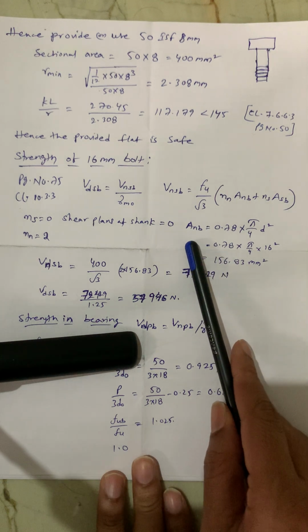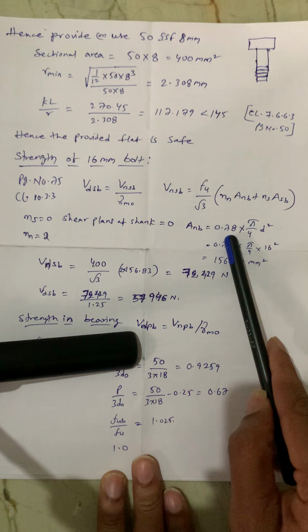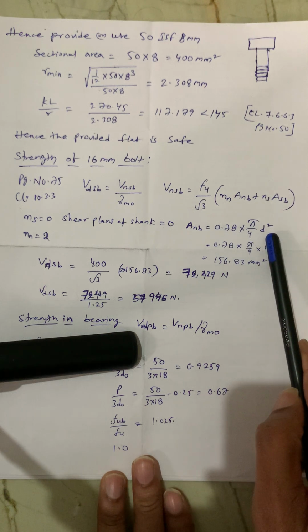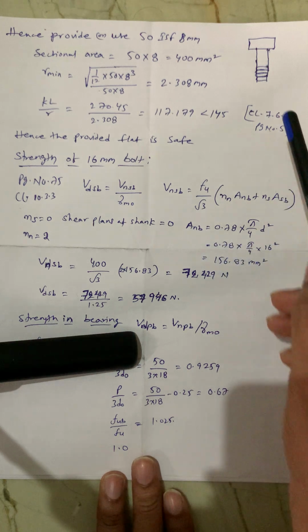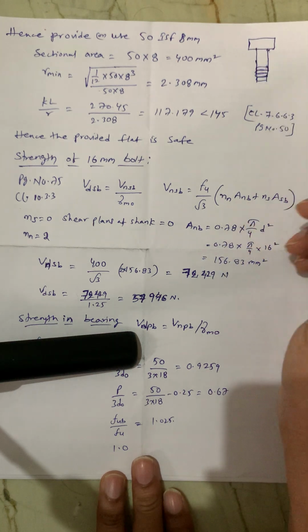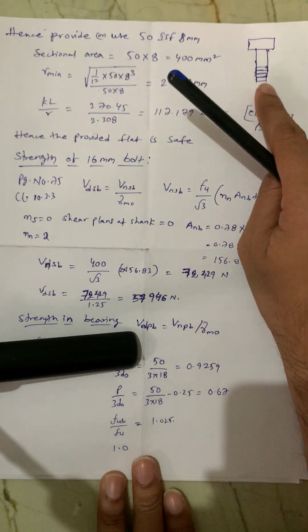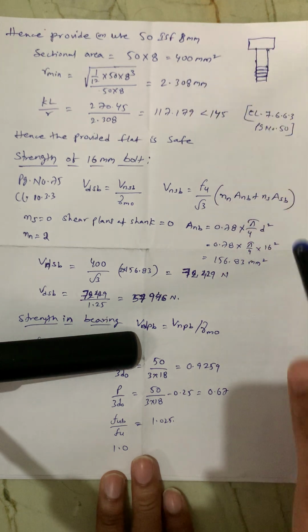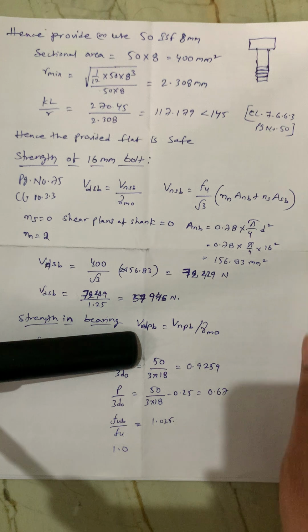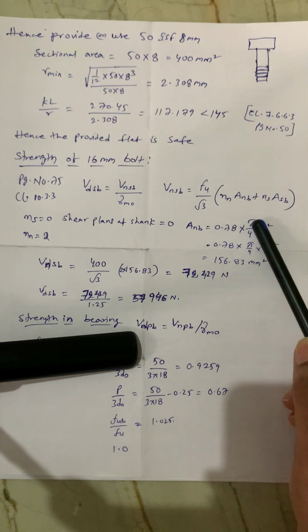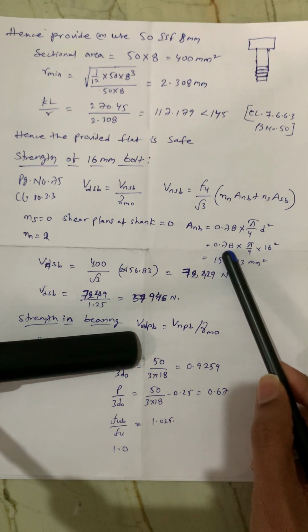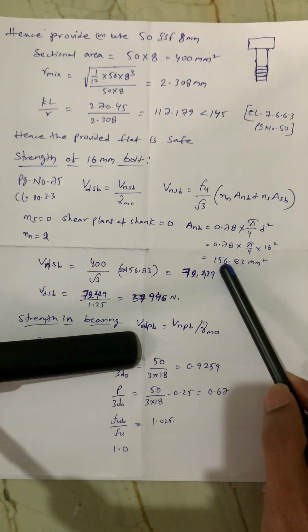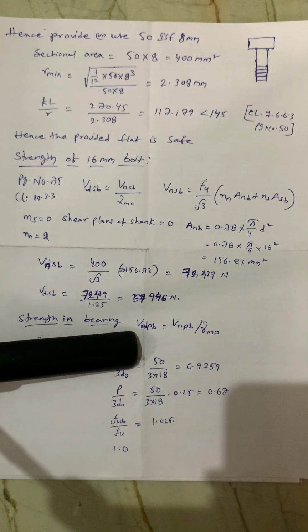So here ANB is nothing but 0.78 into pi by 4 d square. ANB is the net shear area of the bolt at threads. While connecting the bolt, the connection will be here. So the net shear area of the bolt may be taken as the area corresponding to the root diameter at the thread. 0.78 into pi by 4 d square, that is nothing but the circle area. 0.78 into pi by 4 d square is 156.83 mm square.